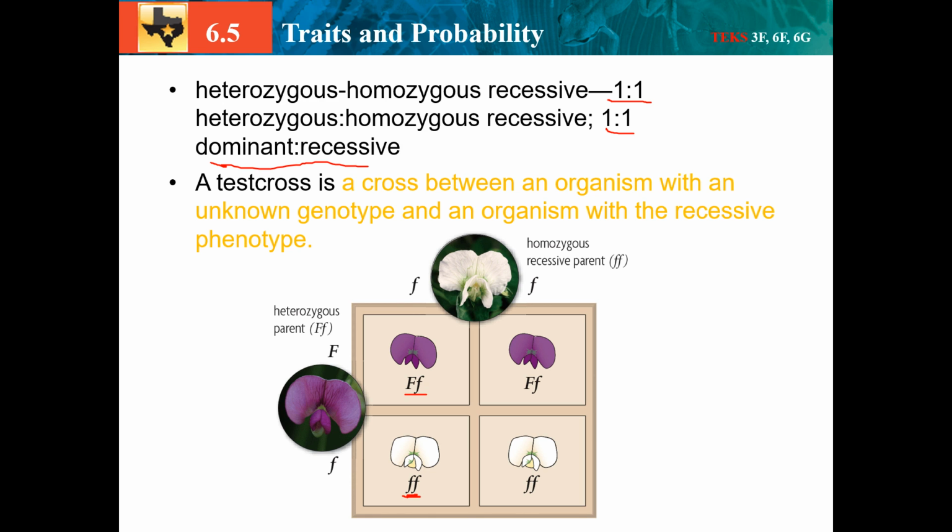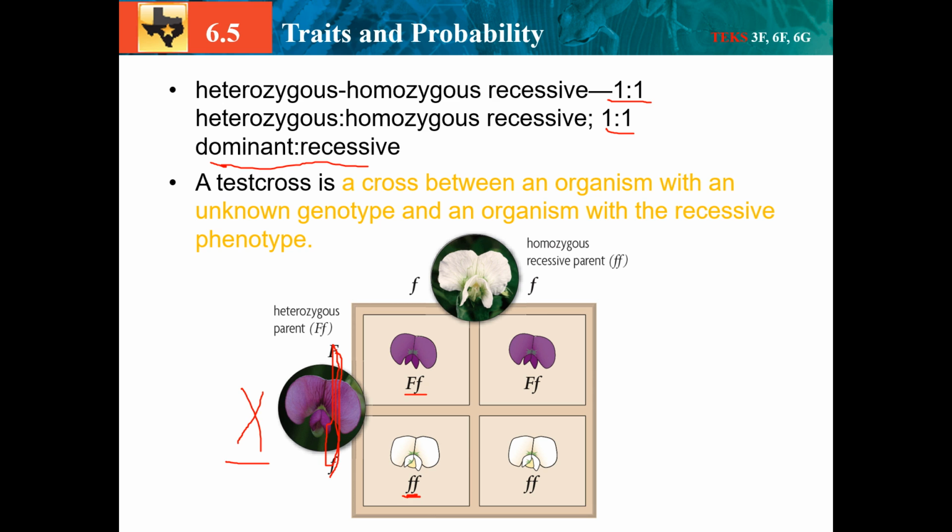The idea of a test cross. So a test cross is a cross between an organism with an unknown genotype and an organism with a recessive phenotype. Meaning that this homozygous recessive parent can, imagine that we didn't know what this parent was, and this was like X or something. If you know what the offspring are, you can work backwards, almost like an algebra problem, to find out what X is.